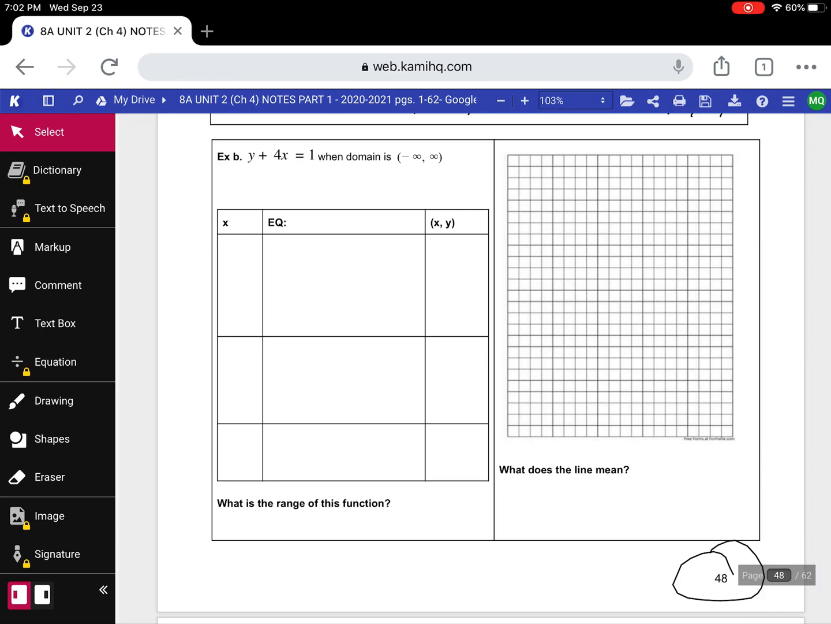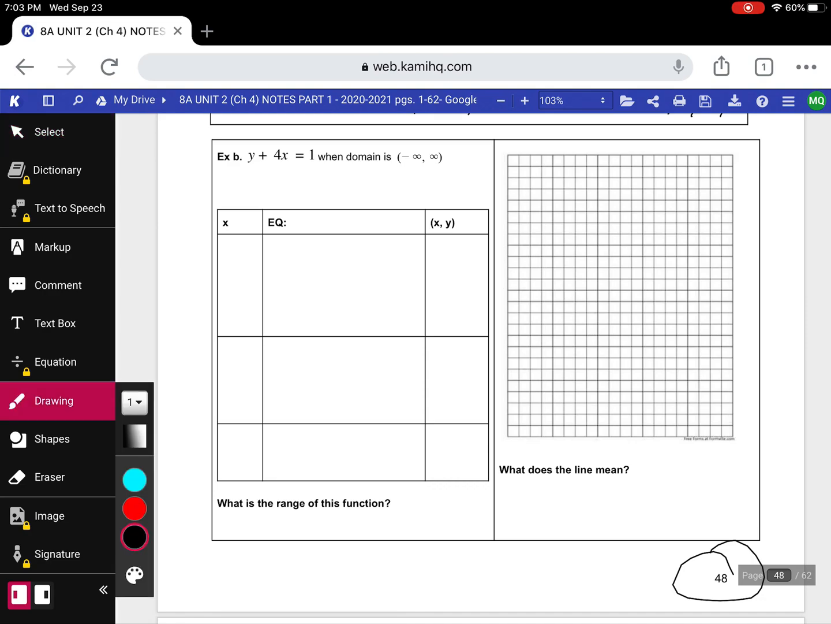So I'm going to convert this. I can't graph it that way. It's not so nice, right? So I'm going to convert this into slope-intercept, okay? I am going to subtract 4x from both sides, and I get y equals, what is that? Negative 4x plus 1. Okay, I think that's going to be much easier to graph.